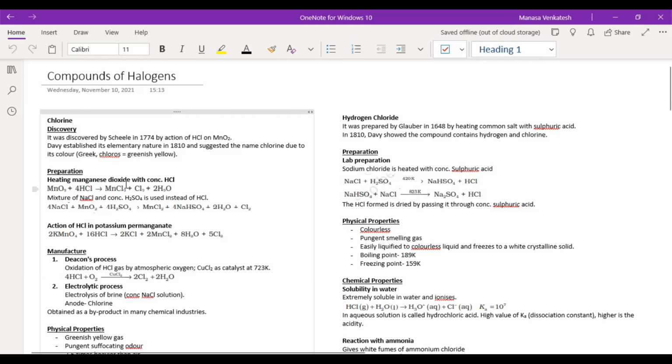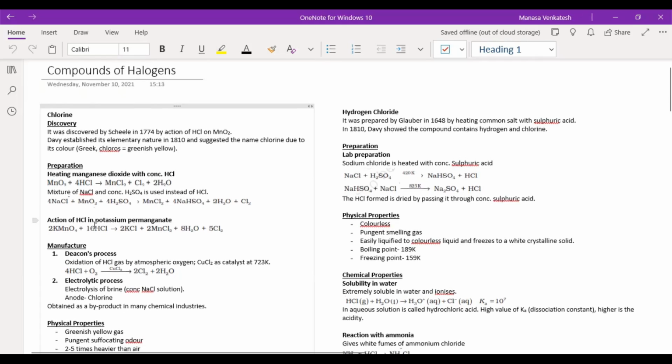Sometimes instead of just using concentrated hydrochloric acid, we use a mixture of sodium chloride and concentrated sulfuric acid to give us the same compound. So notice you have a difference here. You have NaHSO4 as one of the byproducts being formed.